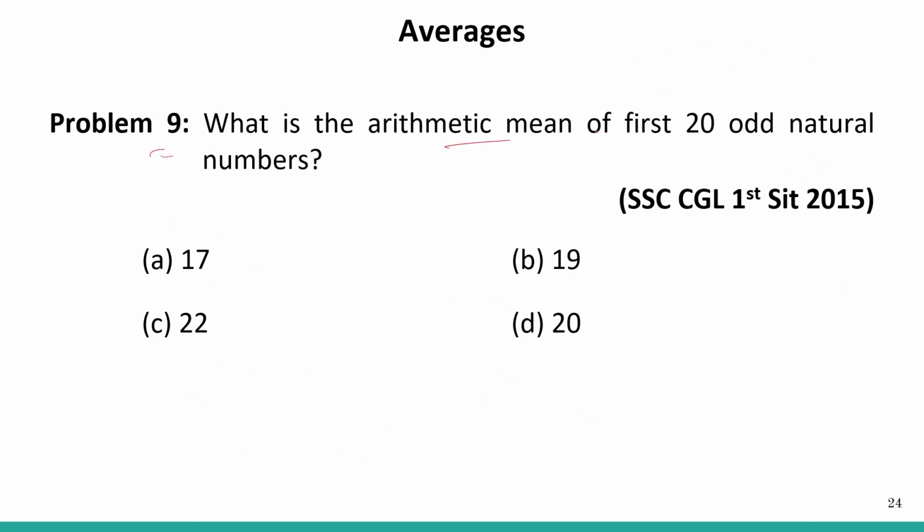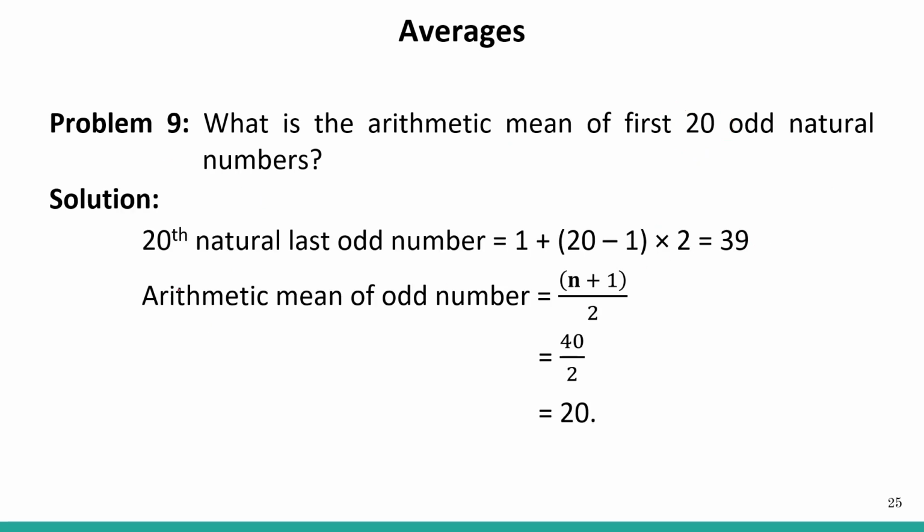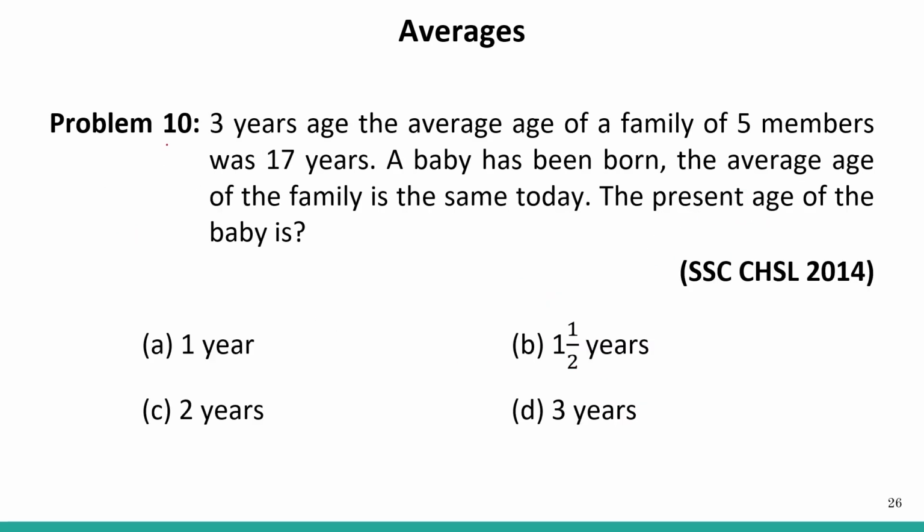So what is the arithmetic mean of the first 20 odd natural numbers? Okay, is it 17, 19, 22 or 20? So this question has appeared in the SSC CGL first sitting 2015 paper. Okay, so the 20th, the last odd number, is equal to 1 plus (20 minus 1) into 2, that is equal to 39. So the arithmetic mean of the odd numbers will be what? N plus 1 by 2, right? So it will be 40 by 2 is equal to 20. So let's see problem number 10.